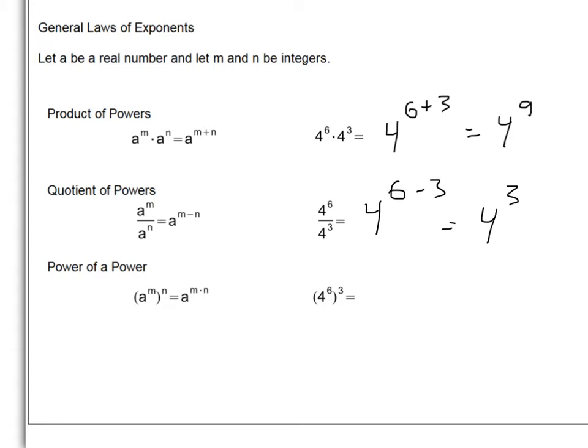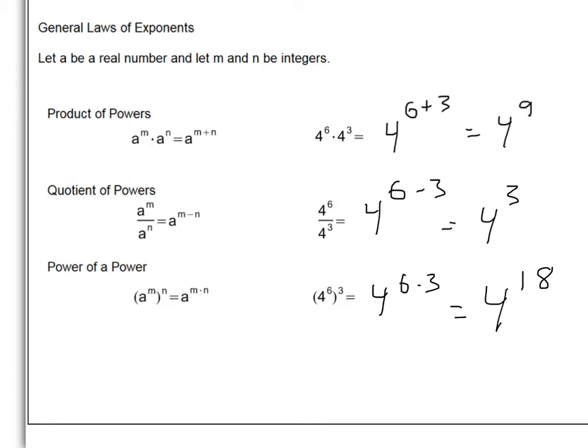Then we finally have power of a power, which is taking some exponential expression and raising it to another power. And all that I have to do there is multiply my exponents together. So 4 to the 6th to the 3rd becomes 4 to the 6th times 3, which means my exponent is going to become 18. Much larger than even my first one, 4 to the 9th. That number I would never ask you for the final answer because it would be kind of ridiculous. But those are 3 of the general properties.